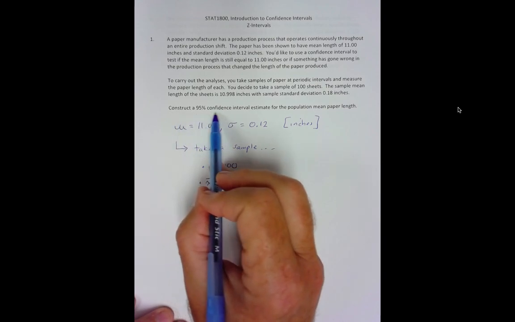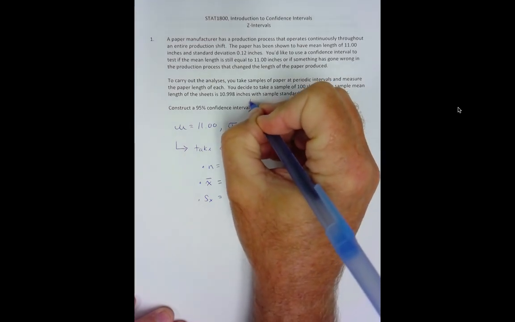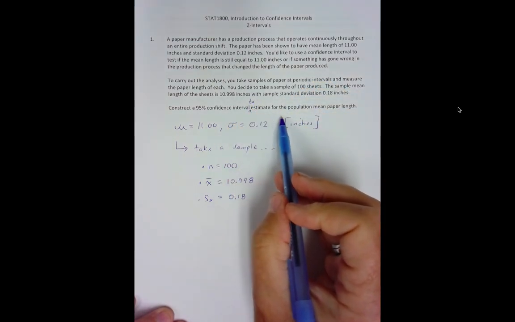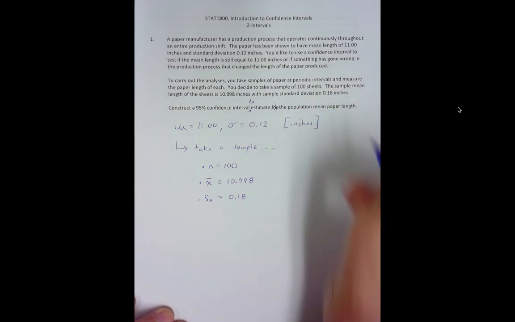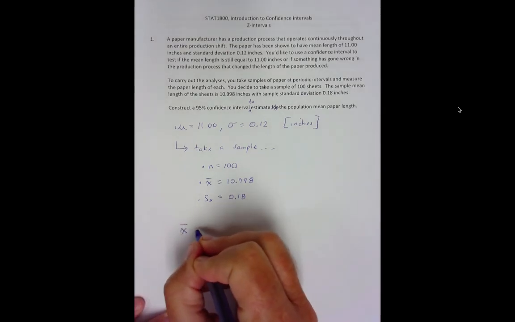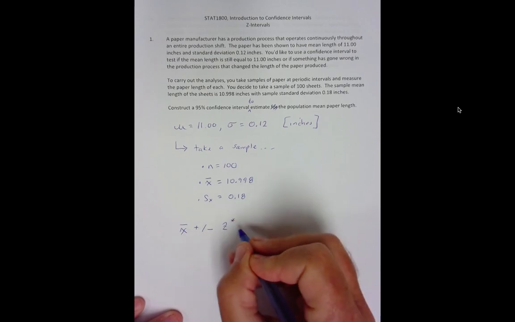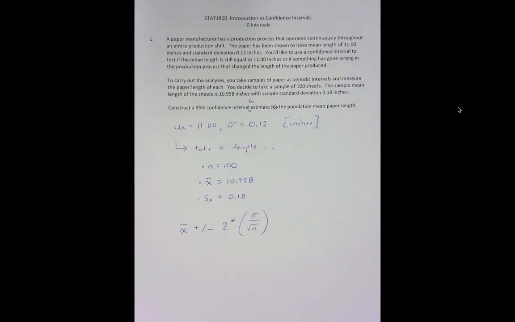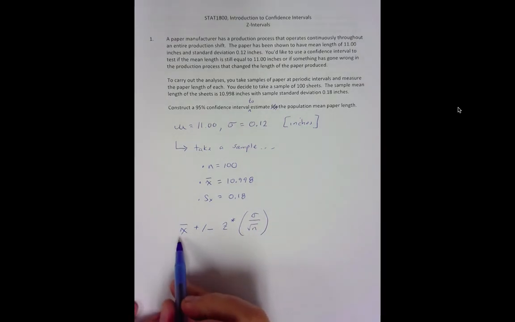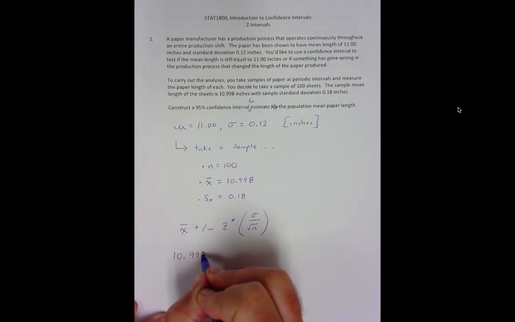Now, construct a 95% confidence interval to estimate the population mean paper length. Okay? So guys, remember the confidence interval formula that we know right now is this. My X bar is what I get from my sample, so that's 10.998.